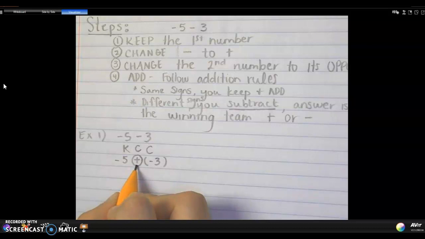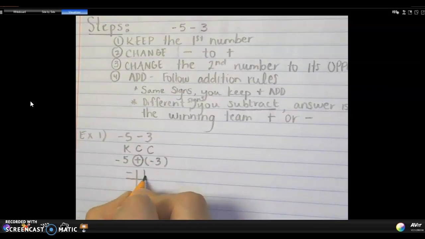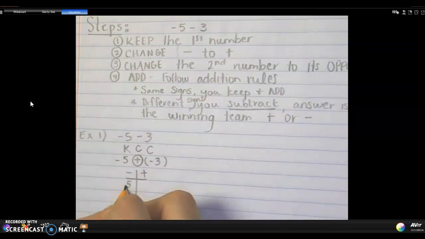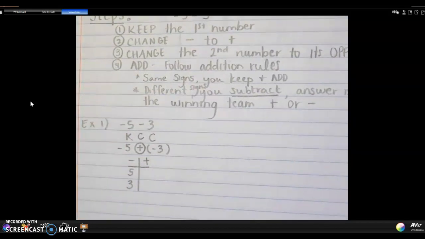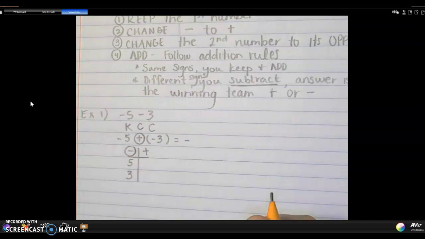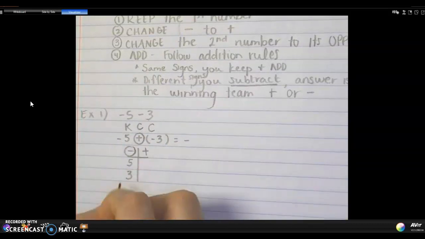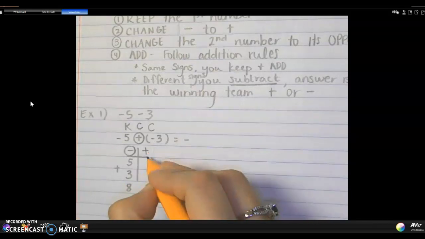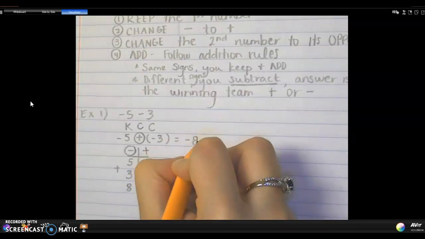And remember when I said to pay close attention to your symbol in the middle? So since I have an addition symbol, then I can do my teams. My negative and my positive team. 5 is negative, so it's going to go on the negative side. 3 is negative, and it's going to go in the negative side. My winner is the negative team, so that tells me my answer will be negative. And then the negative team wins by 8 points. So this is when we have to add up our points to figure out the total amount that they received. So they got 8. The positive team got 0. So my answer is -8.